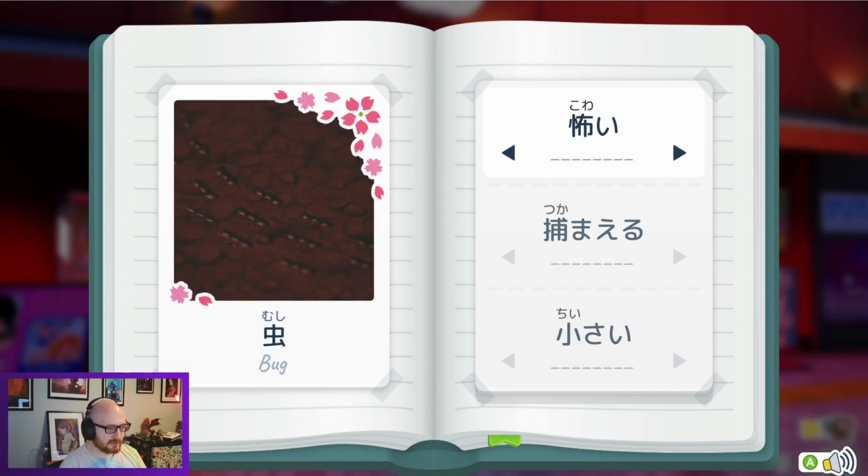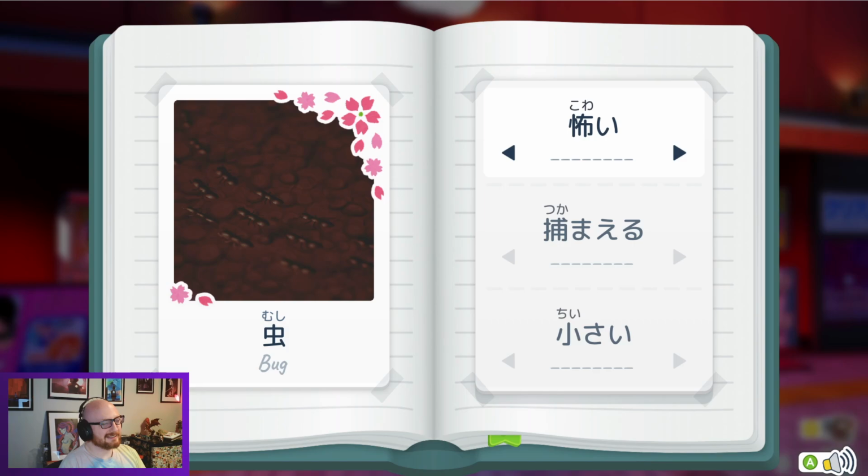Now, some folks might find bugs a little frightening. Maybe not terrifying, but maybe a little scary. And that's what our first word up here is. Kowai. Scary. Kawaii. Not kawaii. Although, listen, there's some bugs that I think are kawaii. Although, I know not everyone's going to agree with this, but I think the tiny jumping spiders do look freaking adorable. Okay? I'm just going to say it.